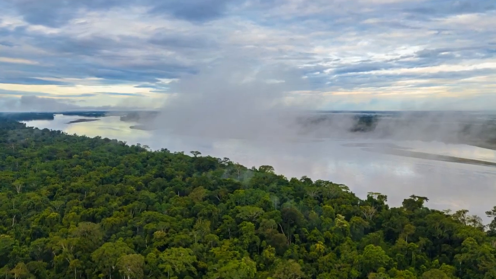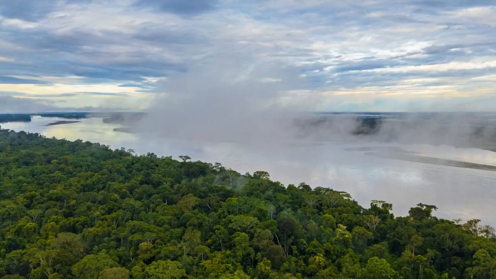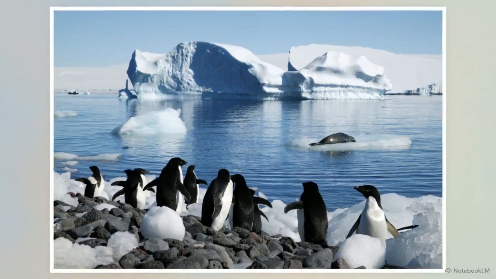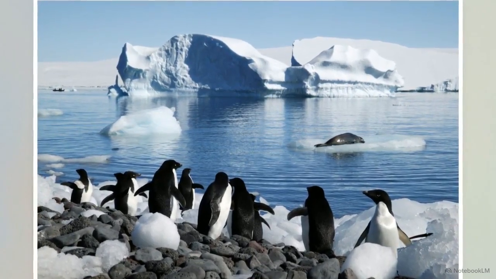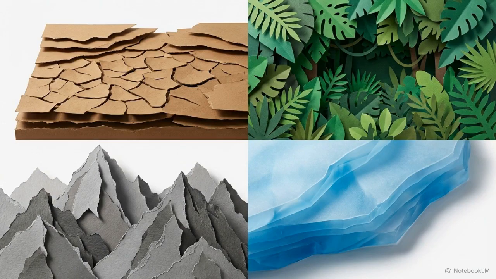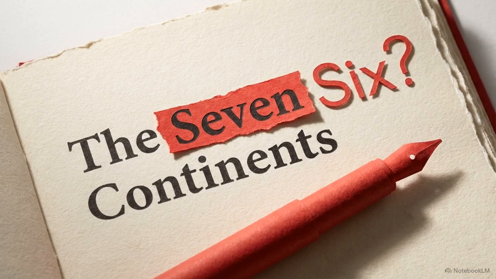Contrast that with South America. As seen in this aerial shot, the continent is dominated by dense rainforest woven around massive river systems. Then there is Antarctica. It is a frozen environment populated by penguins and massive icebergs, with no permanent human residence. These diverse landscapes form the foundation of our geography, yet focusing on surface appearances provides an oversimplified view of the planet. The definition of a continent depends on where you go to school.